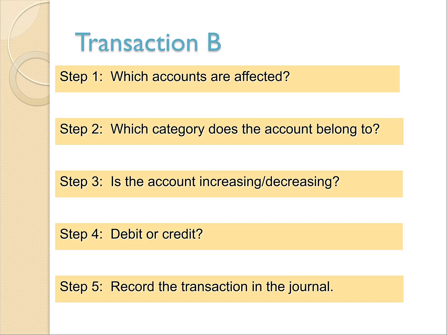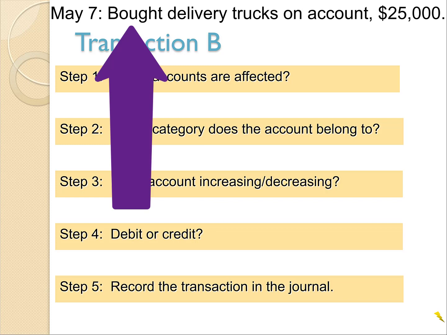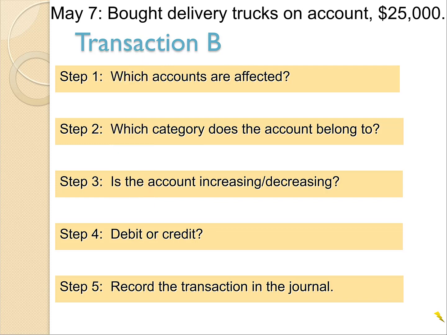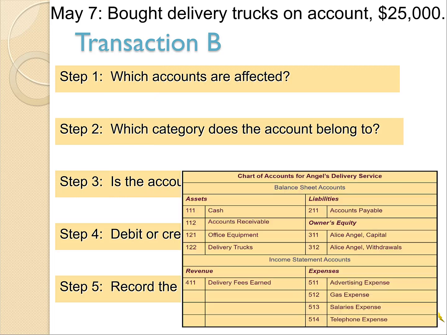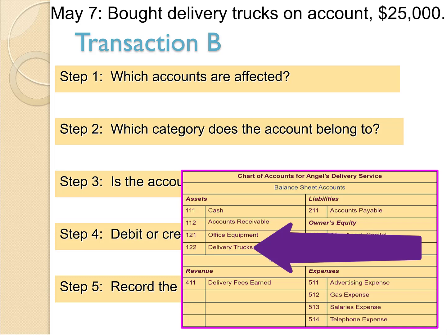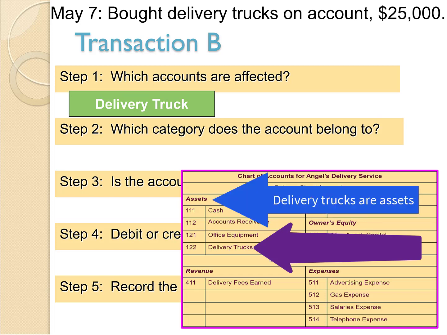Now let's do transaction B. On May 7th, the company bought delivery trucks on account for $25,000. So step one, which accounts are affected? Okay, let's look at our chart of accounts. And the most obvious account is delivery trucks.